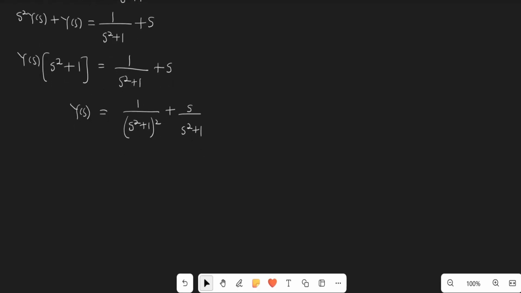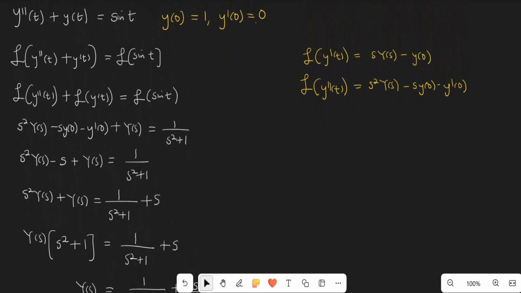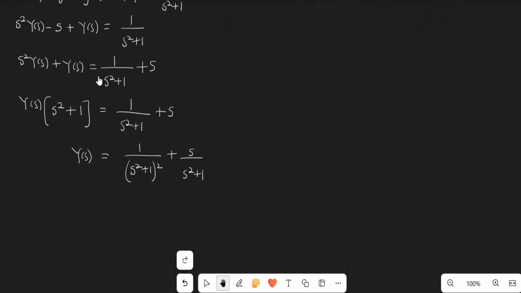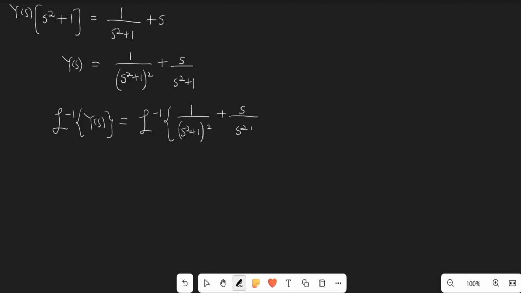To find the solution to this differential equation, we have to find y of t. So what will be a function y of t that satisfies this differential equation? To find y of t, we take the Laplace inverse on both sides. This is the Laplace transform of y of t, and if I want to get y of t, I have to take the Laplace inverse of capital Y of s. Doing the same thing to the right hand side, we have the Laplace inverse of 1 over s squared plus 1 all squared, plus s over s squared plus 1.